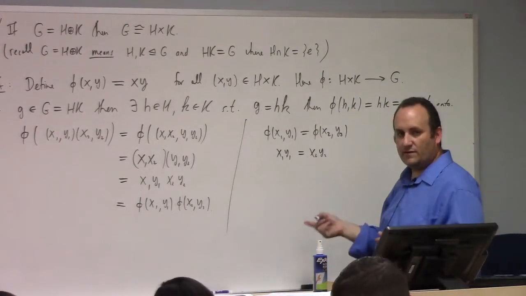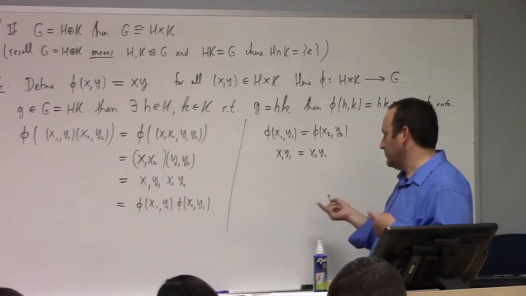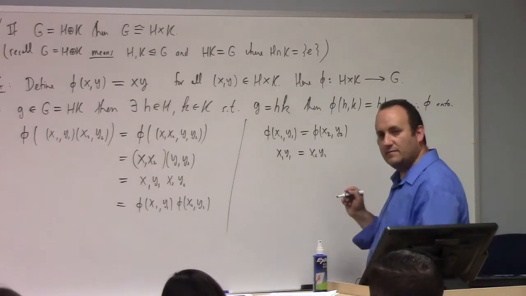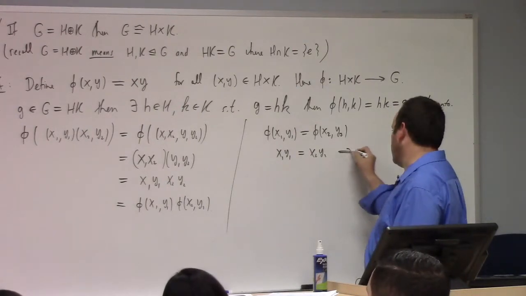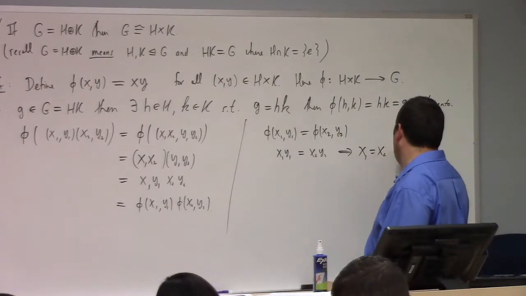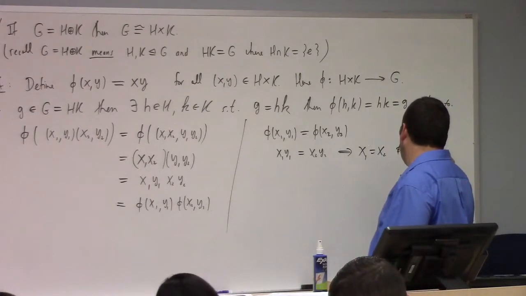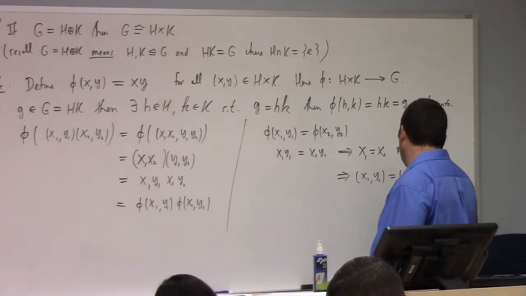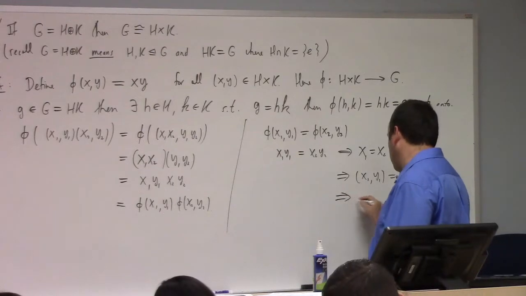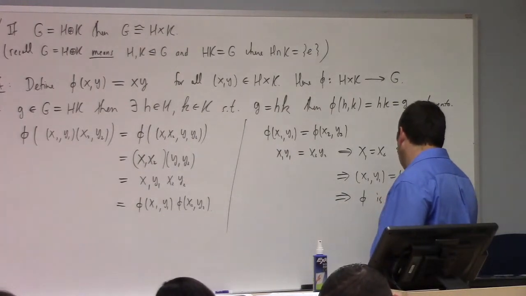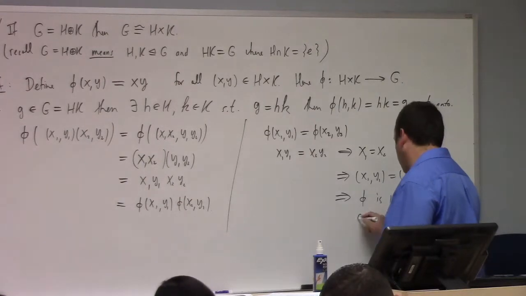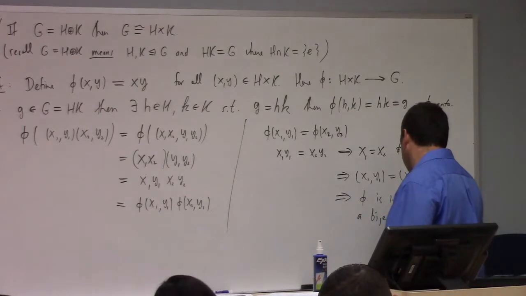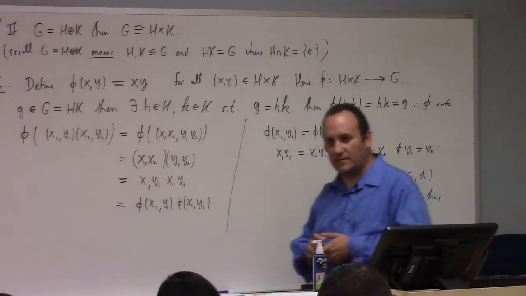Where x1 and x2 are in H and y2 and y1 are in where? K. So by part 1 of the lemma, x1 equals x2 and y1 equals y2, which then implies that (x1, y1) equals (x2, y2), which is what we need to show that phi is 1-to-1 and thus a bijection, since we already showed it was onto. Well, indeed, it's an isomorphism, right? So that proves the isomorphism.